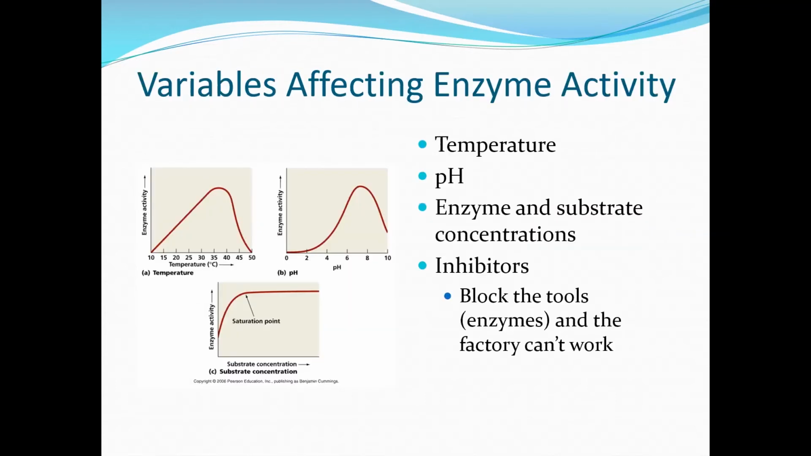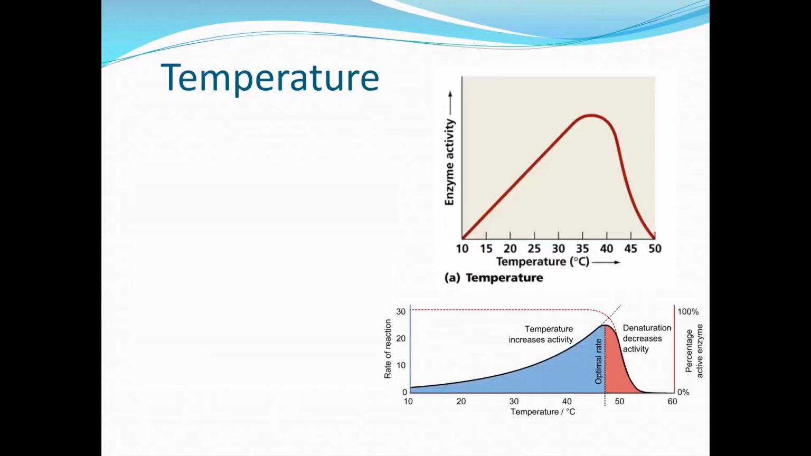All right, so now we're going to talk a little bit about the different conditions that can affect the ability of an enzyme to function. So primarily, we're going to talk about temperature, acidity, how much substrate is available, and inhibitors. All right, so first let's talk about temperature and how temperature can affect an enzyme.